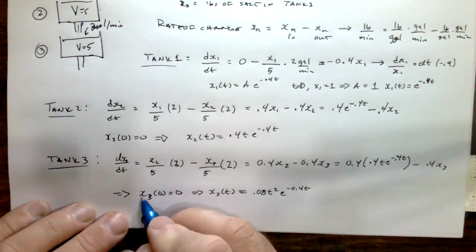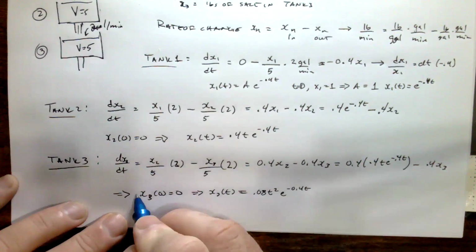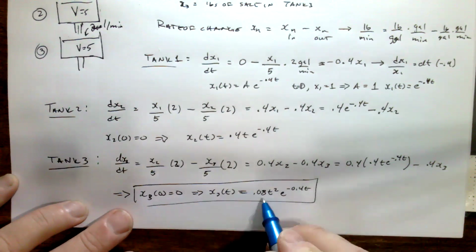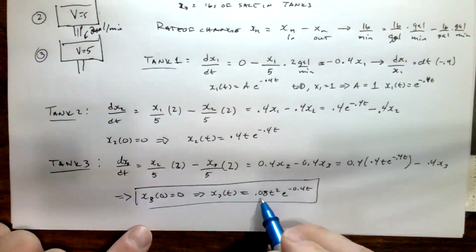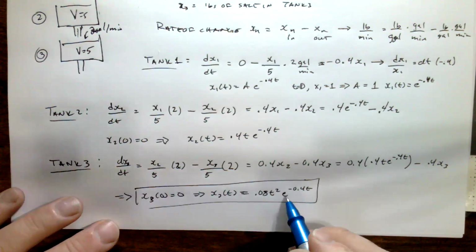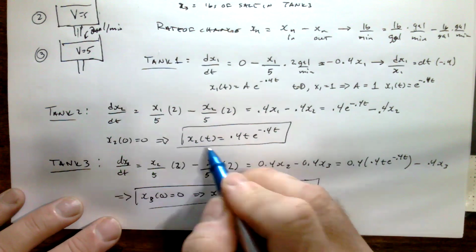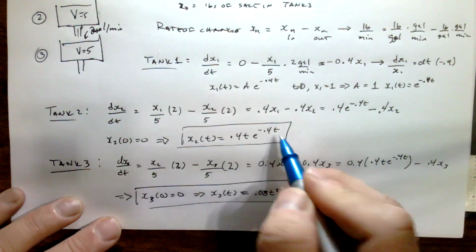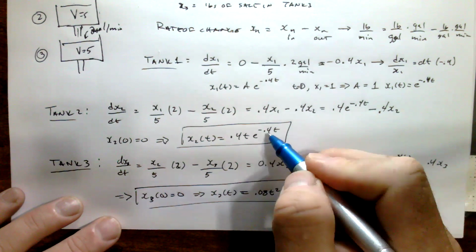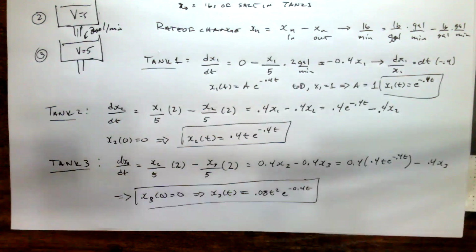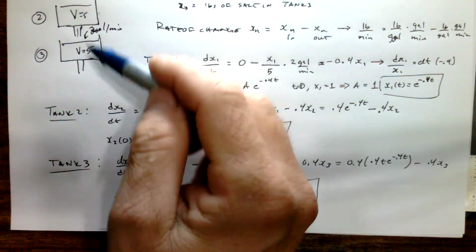So our solutions for each of the corresponding salt amounts over time are, for the third tank, 0.08 t squared times e to the negative 0.4 t. For the second, you get 0.4 t e to the negative 0.4 t, and then of course x1 is here. So those were the three functions describing how the salt amounts change over time in each of the three tanks.